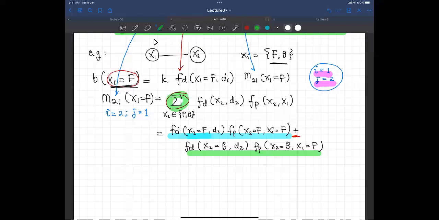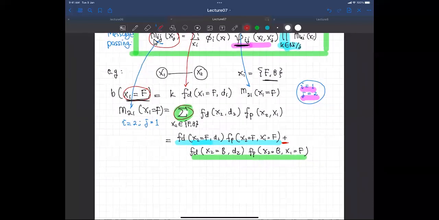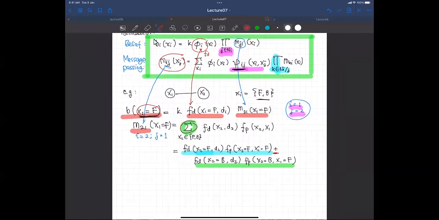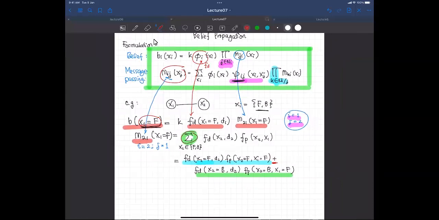Okay. And that's it. If you have this one, that means you know the message here. And if you know the message there, you know the message here. This is called message passing. And then if you know the message here, you compute with your data term, and then you can know the belief. If x1 equals f, what is your belief? Okay. Any questions, anyone? So this is the mathematical meaning of this formulation here.